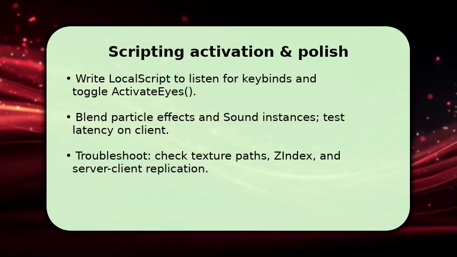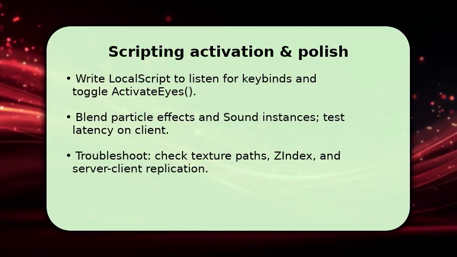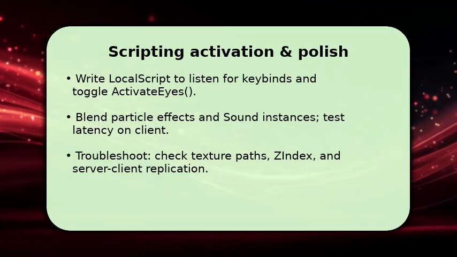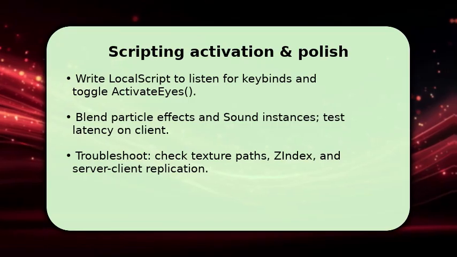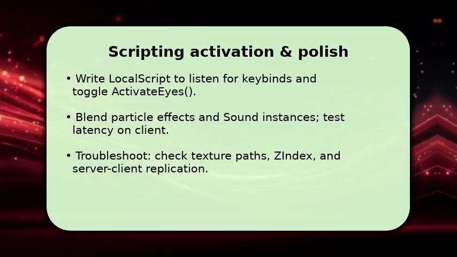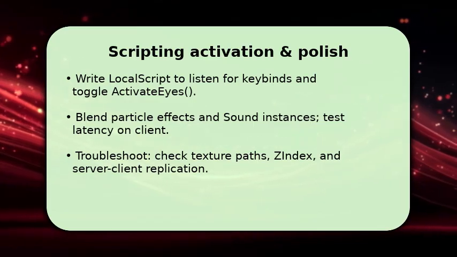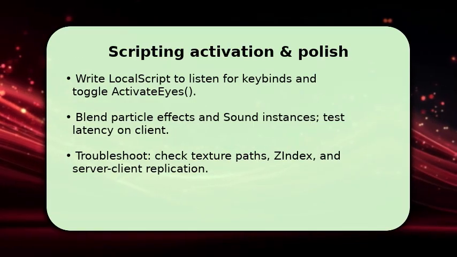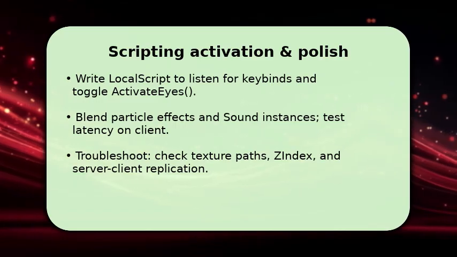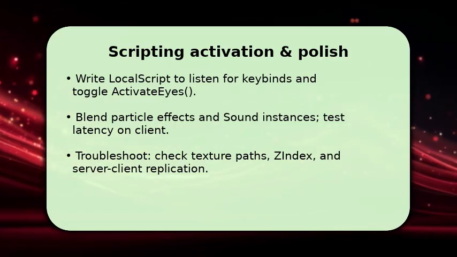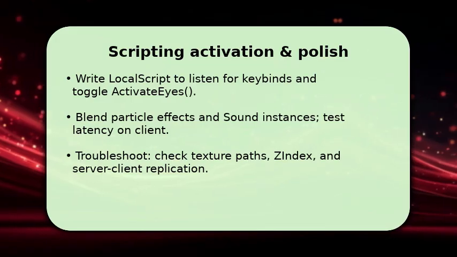Finish by scripting activation, polish, and testing so the Sharingan behaves reliably. In a local script tied to the player, listen for a keybind or UI button and call activate eyes. Then run Tomo cycles and subtle rotation tweens. Use tween service for smooth easing. Add particle emitters and a short sound for impact, but keep them client-side to avoid server lag.